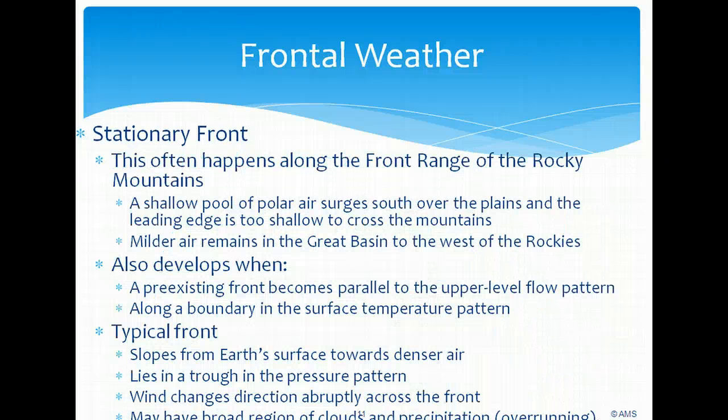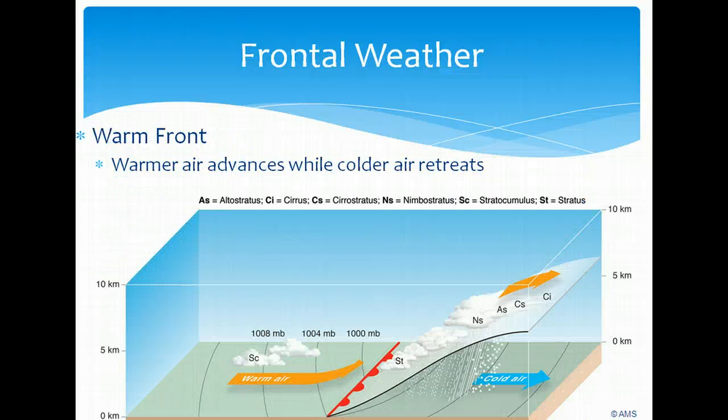This slide gives you some descriptive components of stationary fronts and some of the discussions we have within the text itself, so look this over. If a stationary front begins moving, such that the warm or less dense air advances while the cold air retreats, the front becomes a warm front.